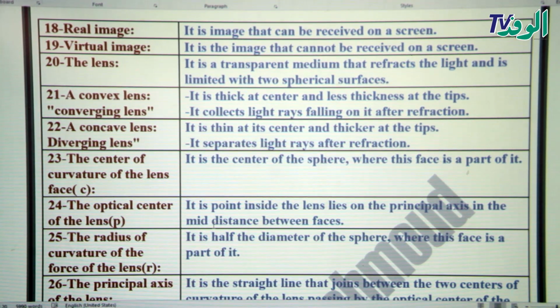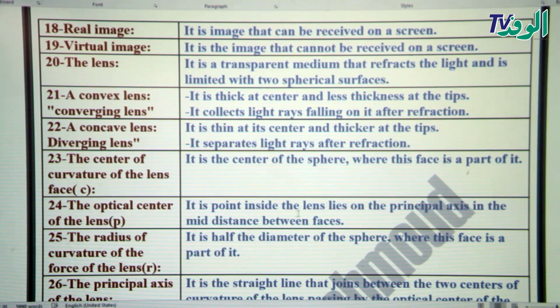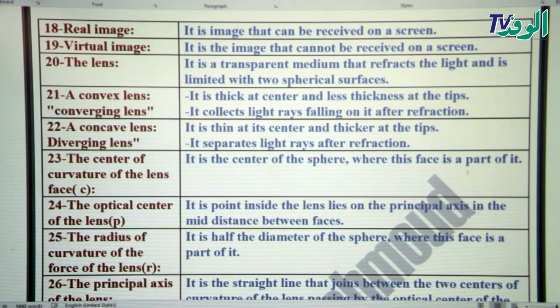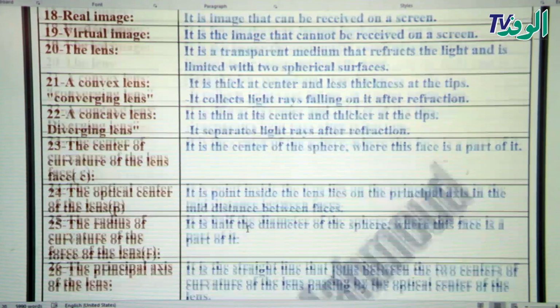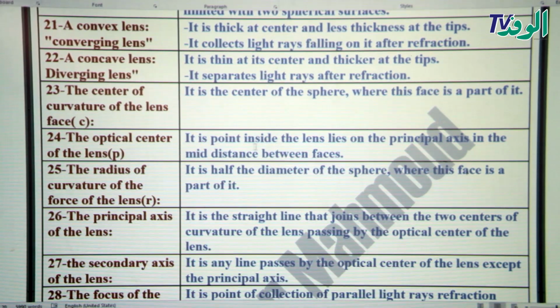What about the optical center of the lens? It is a point inside the lens, lays on the principal axis in its middle distance between its two faces. A point in the middle of the two spherical surfaces, located on the principal axis.